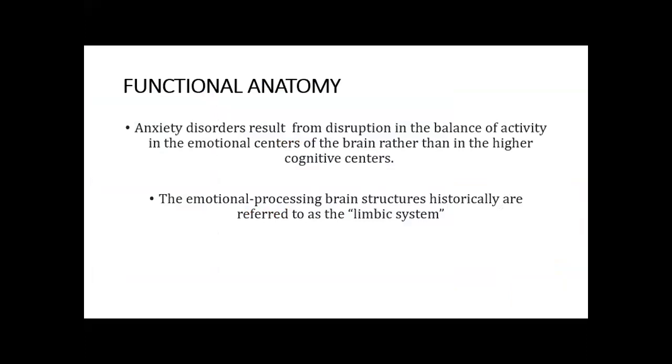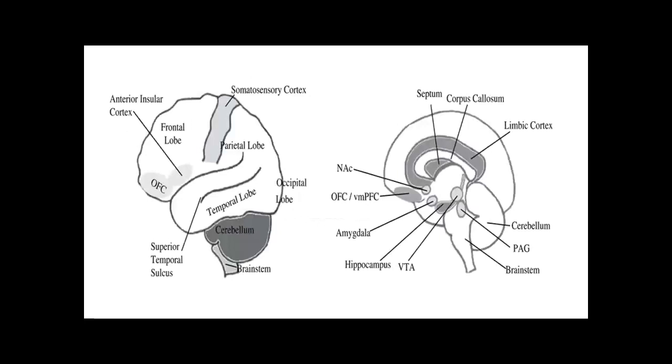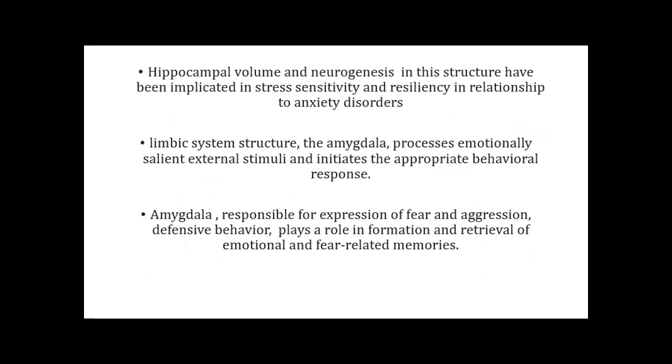Functional anatomy. Anxiety disorders result from disruption in the balance of activity in the emotional centers of the brain rather than in the higher cognitive centers. Emotional processing brain structures are historically referred to as the limbic system. The limbic cortex is part of the phylogenetically ancient cortex. It integrates the sensory, affective, and cognitive components of pain and processes information regarding the internal bodily state. The hippocampus is another limbic system structure. It has tonic inhibitory control over the HPA, the hypothalamic stress response system, and plays a role in negative feedback for the HPA axis. Hippocampal volume and neurogenesis in this structure have been implicated in stress sensitivity and resiliency in relationship to anxiety disorder.